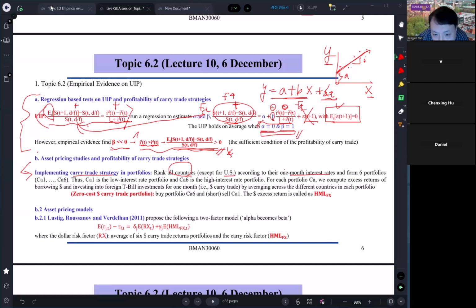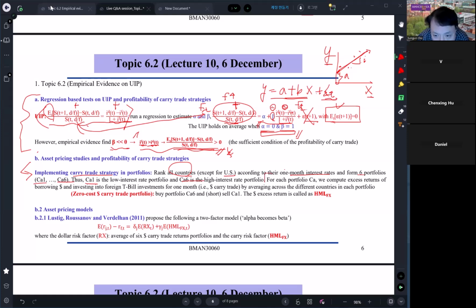Anyway, here we rank every country in terms of 1 month interest rate, and we form 6 portfolio, CA1 to CA6. So what is the CA1? CA1 is the 10 country with the low interest rate. CA6 is the 10 country with higher interest rate.